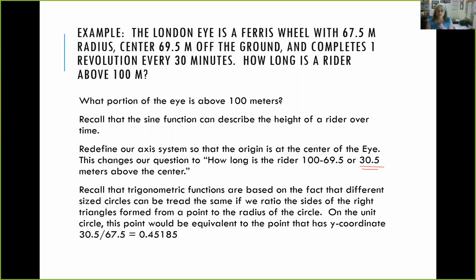And we can do that, but what we need to remember is we can scale our circles by their radius. So we want to turn our big circle into a unit circle. We do that by ratioing. So what we're really looking for is what angles will give us a y-coordinate of 30.5 divided by 67.5, which is 0.45185.